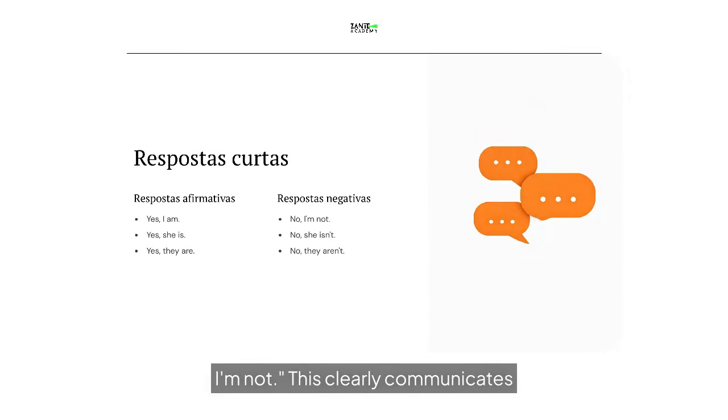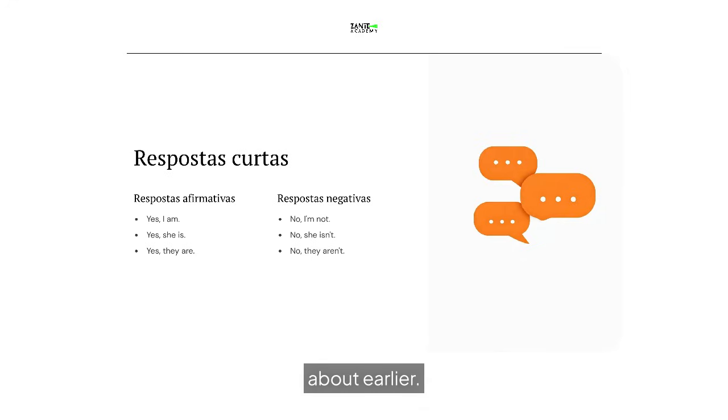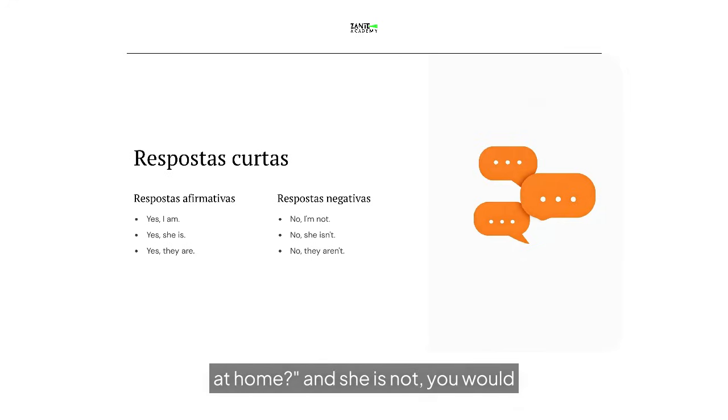This clearly communicates your state, just like the affirmative responses we talked about earlier. If someone inquires, "Is she at home?" and she is not, you would say, "No, she isn't." This allows you to provide important information without over-explaining. It's interesting to see how these concise responses can convey a lot with just a few words.